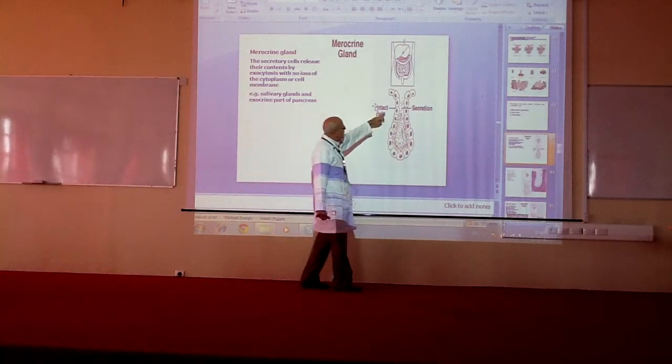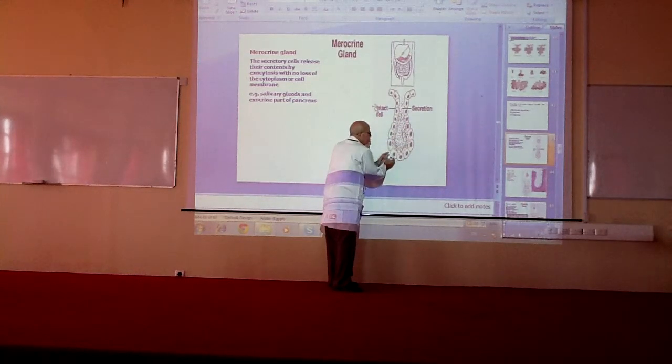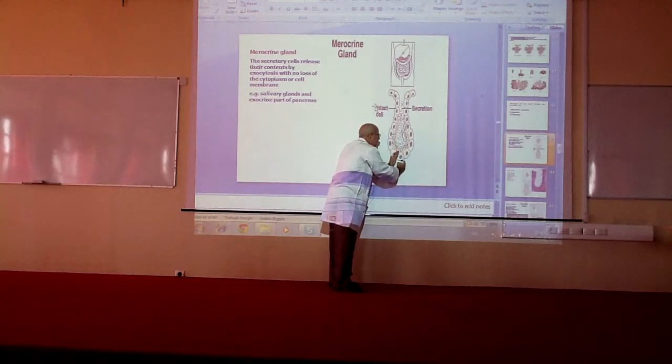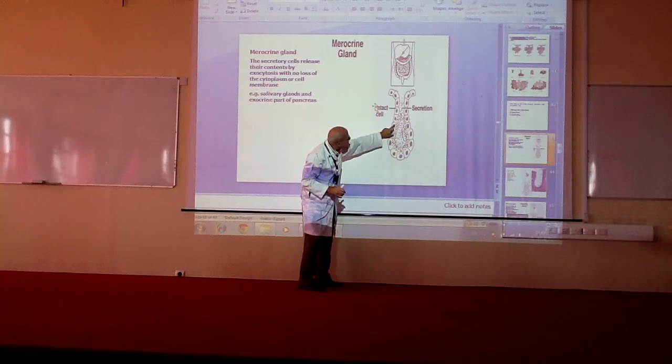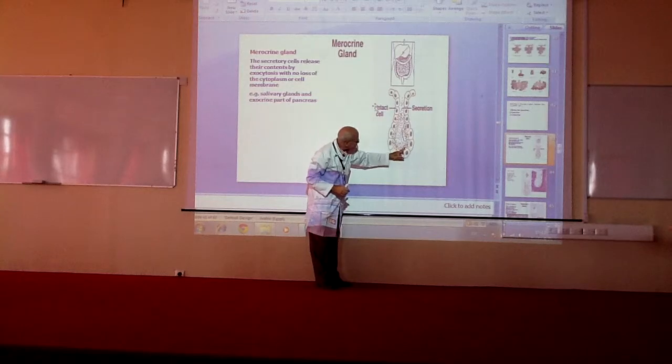It is simple tubular. Whatever you can say, if it's a balloon, it's alveolar, if it's elongated and narrow, it's tubular. These are the secretory cells. Here, the duct cells. Where are the secretory granules? They are the red colored dots.